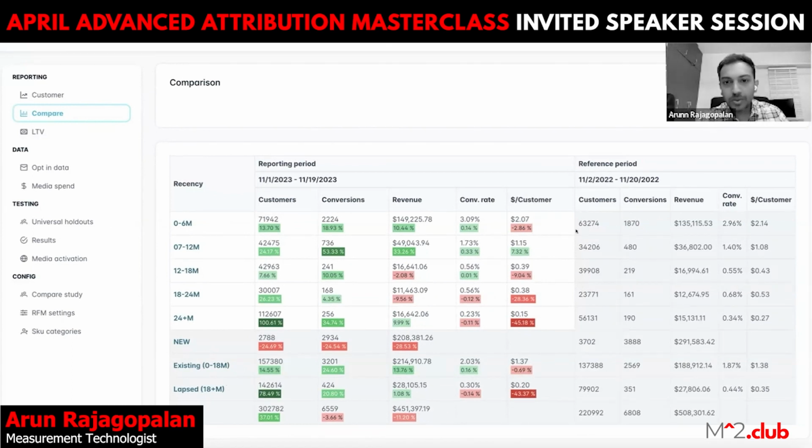In 2022, you had 63,000 customers in the 0 to 6 months bucket, and then 7 to 12 months had 34,000. Then we have the conversion: how many of these 71,000 people convert in these 19 days, right? There were 2,224 conversions and 149K in revenue. Let's look at the customers. They have grown their customers significantly. There's some opportunity if we can target them and get them to make more purchases and stay in the existing segment, right? So there's definitely some opportunity here.